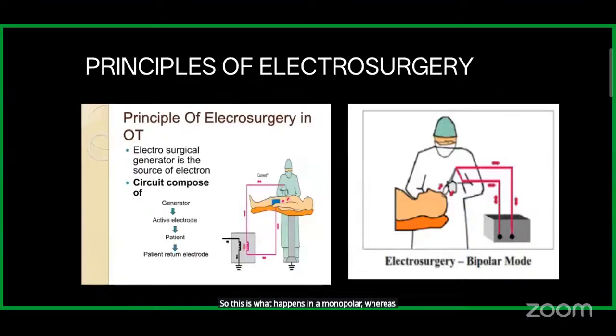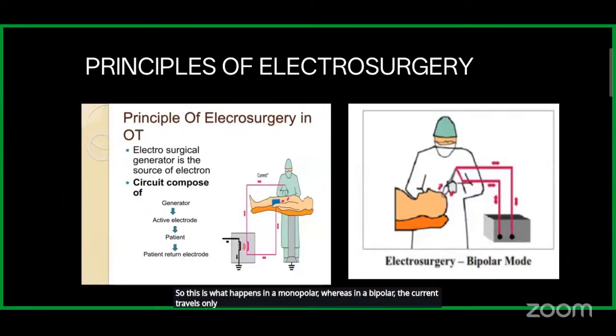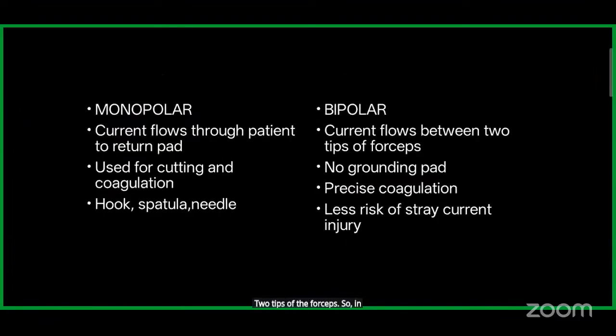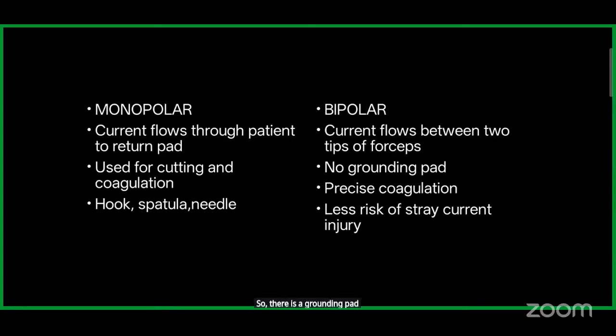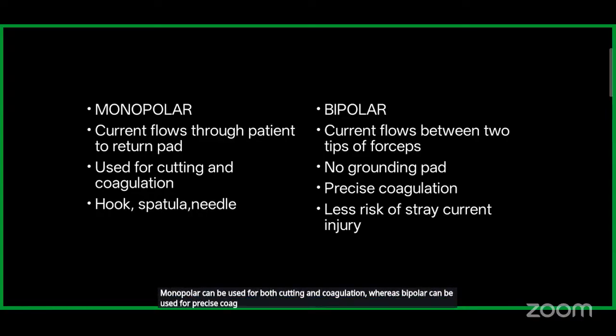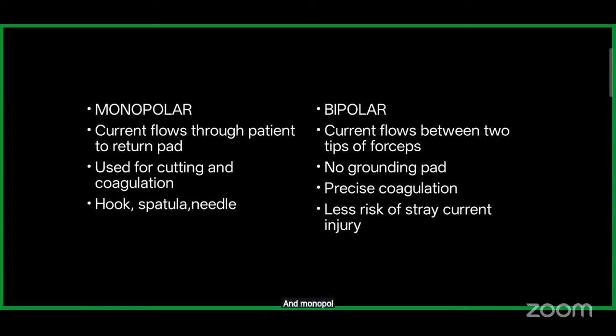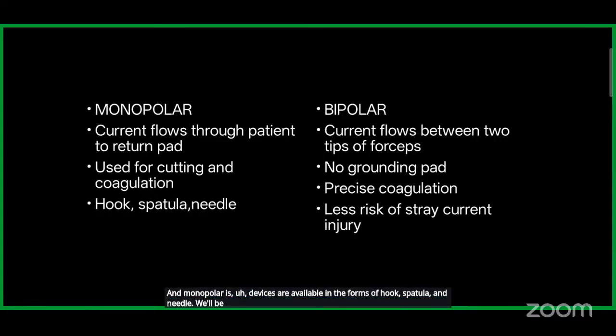Whereas in a bipolar, the current travels only between the 2 tips of the forceps. So in monopolar, the current flows through the patient and then to the return pad, whereas in a bipolar, current flows between 2 tips of the forceps. There is a grounding pad used in monopolar, but no grounding pad is used in bipolar. Monopolar can be used for both cutting and coagulation, whereas bipolar can be used for precise coagulation alone. Monopolar devices are available in the forms of hook, spatula, and needle. We'll be seeing that in the subsequent slide.